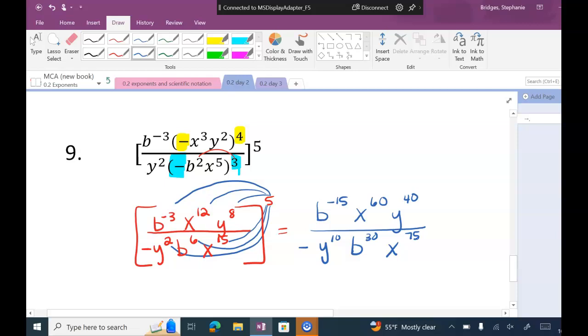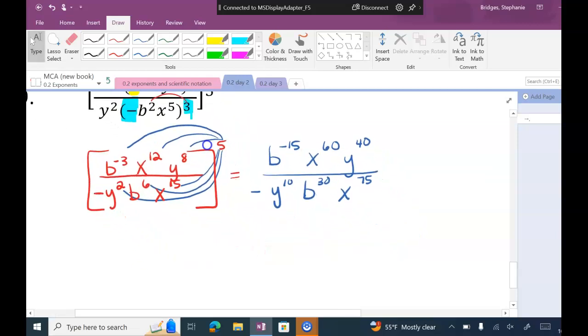Okay, now let's talk about negative exponents. Do I have any? Yes. All right, so let's move. Does the b to the negative 15 need to move? Yes, so that's going to go to the bottom. Does the x to the 60th need to move? No. Okay. Does the y to the 40th need to move? No. Does the negative y to the 10th need to move? Is the exponent on it negative? Okay. Again, the negative needs to stay, but I'm just going to put it in front, okay, because I don't want it to look like a minus sign.